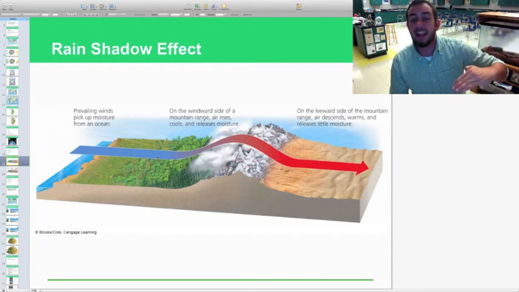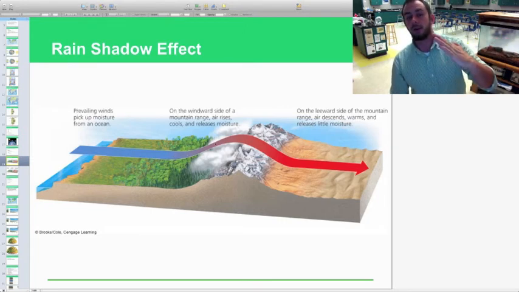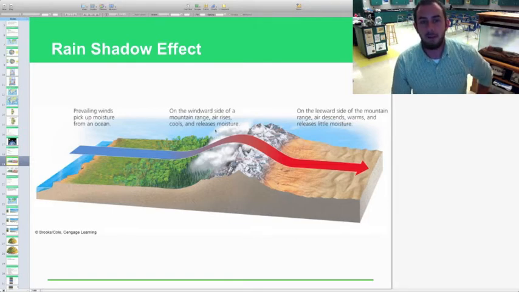As it picks up moisture, it's forced upward because of the mountain range, which is where we get into the rain shadow effect. It's forced upward from the mountain range, and on the windward side, this is the windward side, good vocabulary to know for the quiz. On the windward side of the mountain range, the air rises, it cools, and then releases the moisture. So it releases the moisture content as the air is rising. It releases all of it.